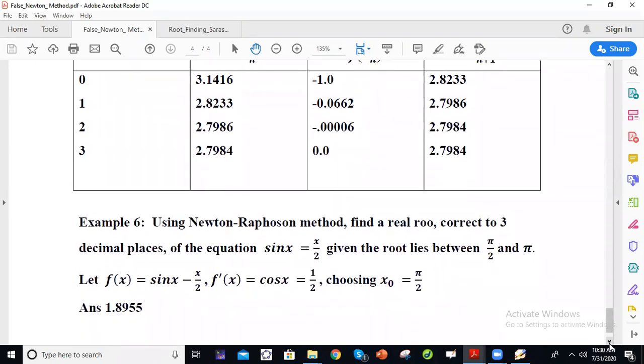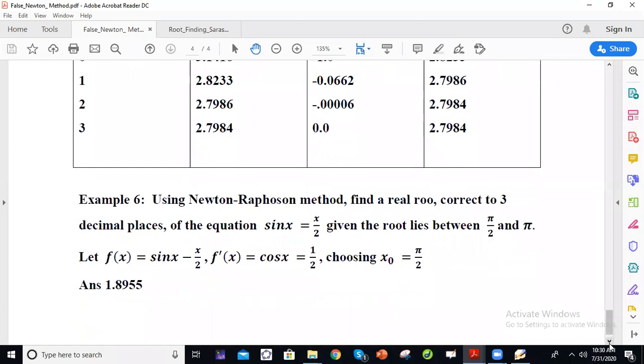Similarly, here we have the problem: using the Newton-Raphson method, find a real root correct to 3 decimal places of the equation sin x equals x by 2, given the root lies between pi by 2 and pi. Can we choose the initial guess x0 equals pi by 2, or pi, or between pi by 2 and pi? Okay, we can choose. Very simply, here we take the initial guess x0 equals pi by 2. Our required solution is 1.8955.